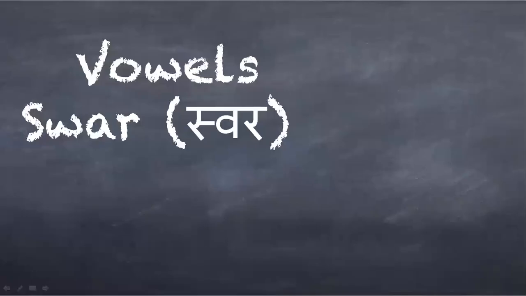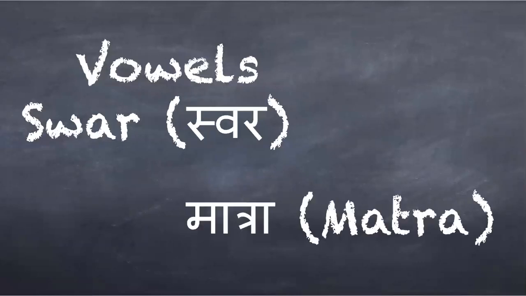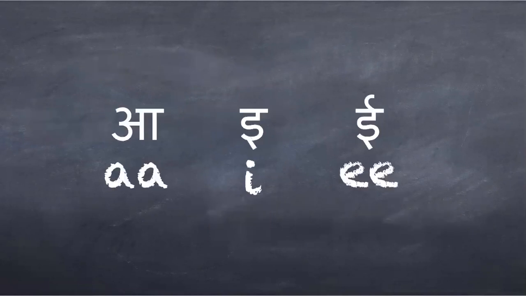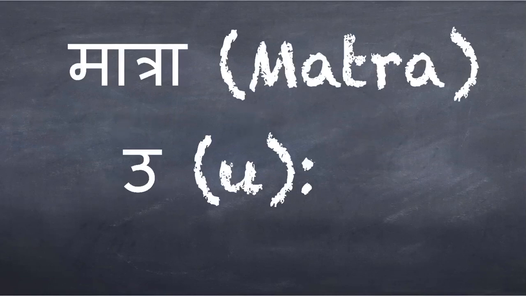Everyone. So from our previous videos, we have learned that the particular sounds made by Swar are represented as Matra. We also learned how to represent Swar A, I, and E as Matra and use them to make a word. In this video, we'll learn how to represent Swar U as Matra and then use it in a word.